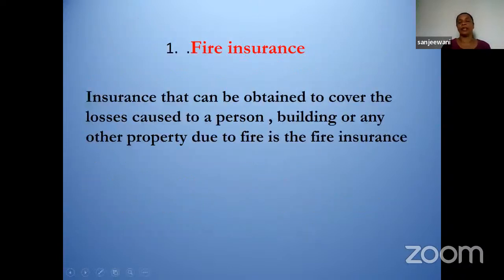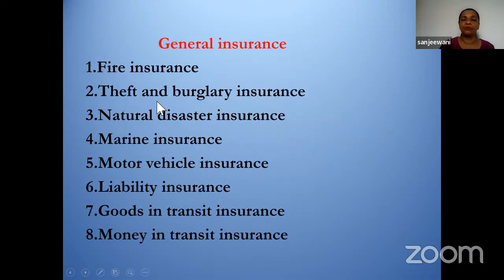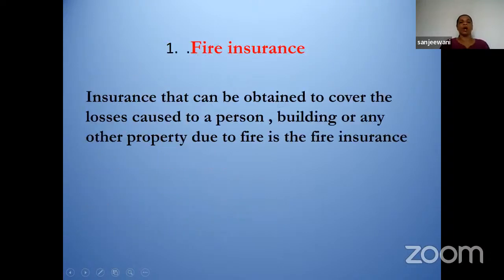Under general insurance, we discussed fire insurance, theft and burglary insurance, natural disaster insurance, marine insurance, motor vehicle insurance, liability insurance, goods in transit, and money in transit. So if they ask you to name some general insurance, you can name from them, right? These are the types of general insurance that we have discussed, everything that we have discussed here.